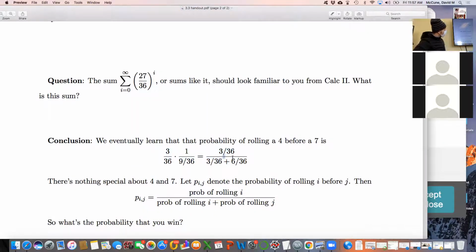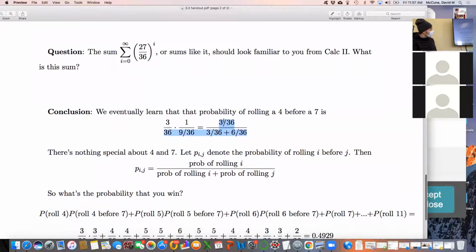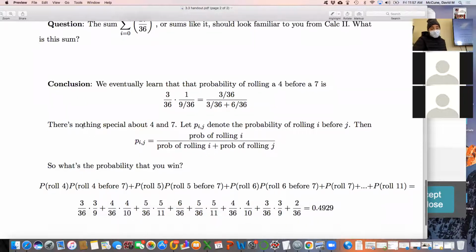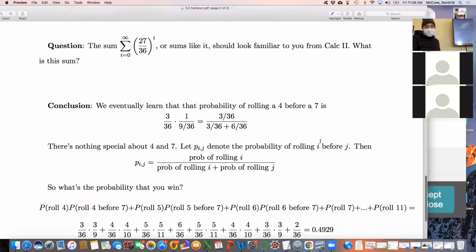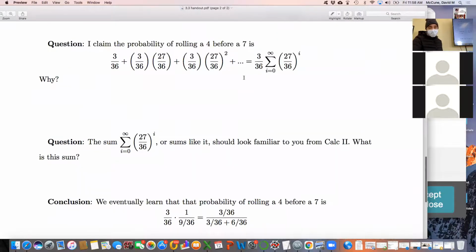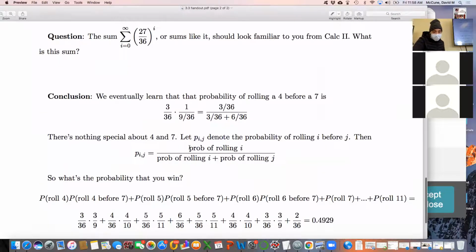That's what this fraction is down here. I've just written it suggestively because notice if you write the number of third, the fraction of third like this, here's your probability of a 4 up here, and then down below is your probability of a 4 and probability of a 7. So that turns out to always be true. Nothing special about 4 and 7, as I say here, right? So if you're ever asked the probability of rolling I before J, you can set up this exact infinite series again if you want to, but it'll just turn out to be like this: probability of rolling the first guy divided by the sum of the 2 probabilities.